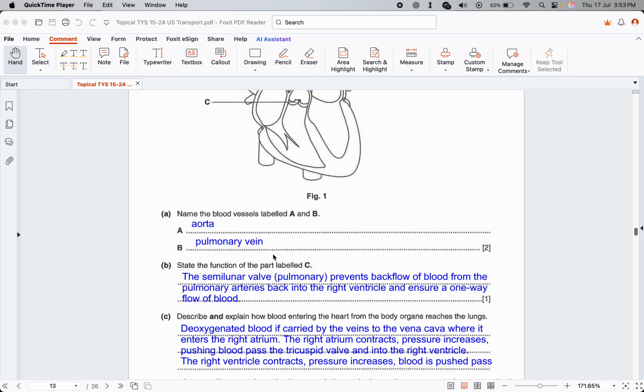Let's talk about the part labeled C. This is the semilunar valve, and you can call it the pulmonary valve also, and this prevents backflow of blood from the pulmonary arteries back to the right ventricle. So when you're talking about what it prevents, remember to talk about from which blood vessel to which chamber. And also it ensures a one-way flow of blood.